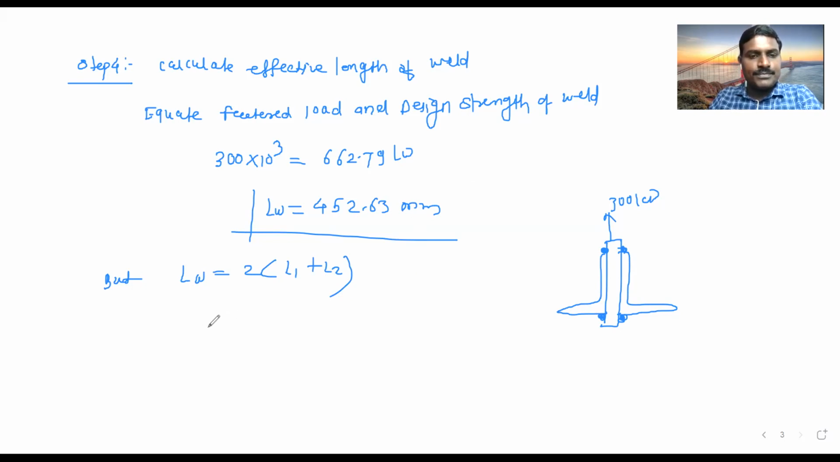So here this is the condition, L1 and L2. This is L1, this is again L1, this is L2, this is L2. So this L1 is for both sides. 2 into L1, what does it mean here?